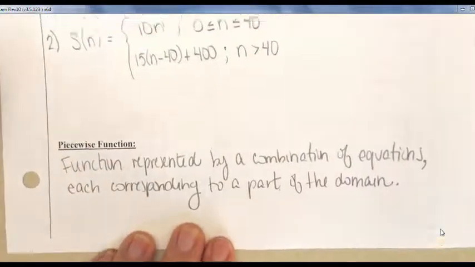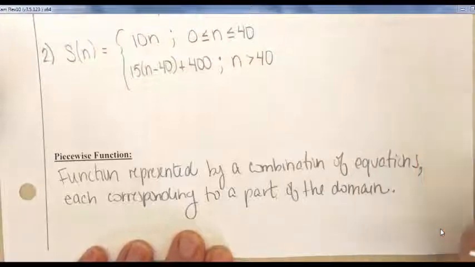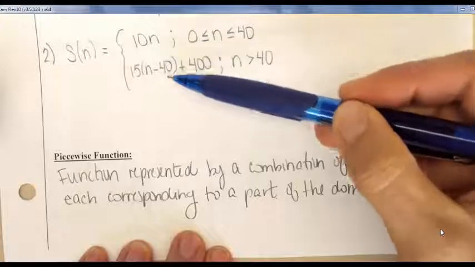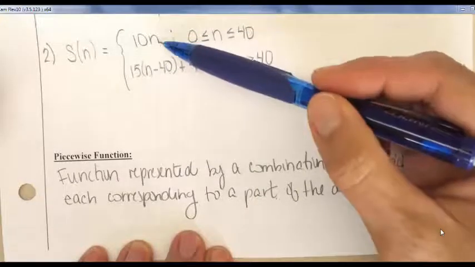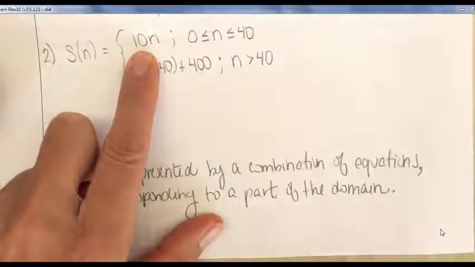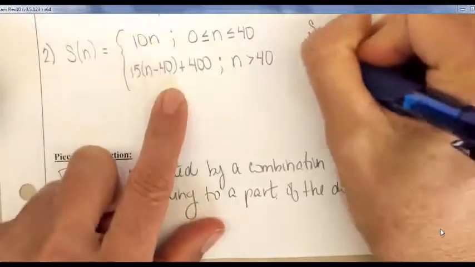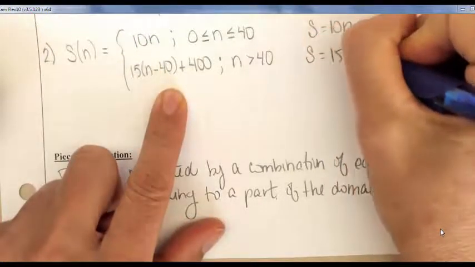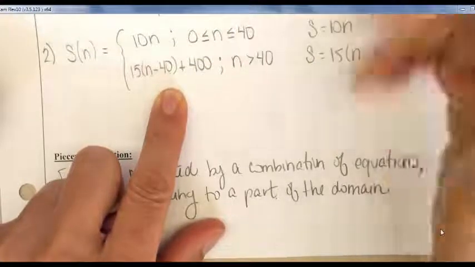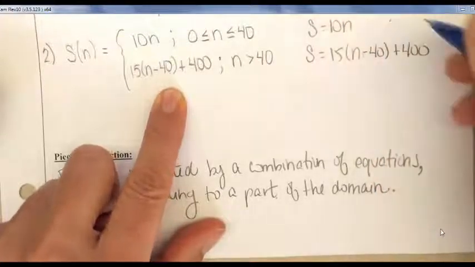Okay, so what do I mean by this? Well, this is an example. Number 2 here, we came up with our piecewise function, right? We've got one function that happens to have two separate equations, right? We can think of each one of these as separate equations. One of them is s equals 10n, and the other one is s equals 15 times n minus 40, plus 400.